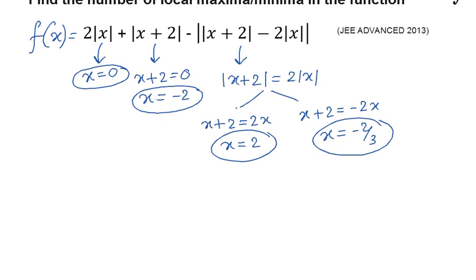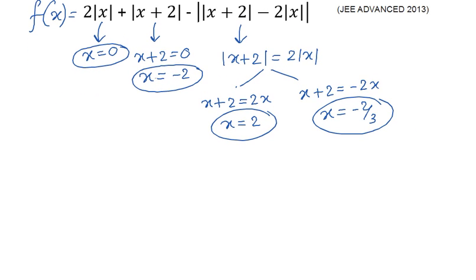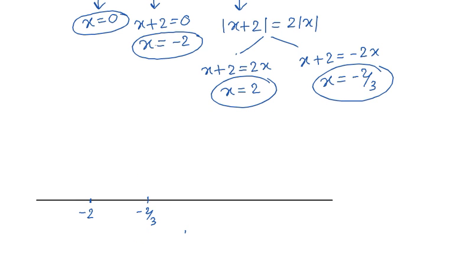We'll highlight these 4 points to draw the graph of this function. Let's plot the real axis and consider the critical points: -2, then -2/3, then 0, and finally 2. Now we'll calculate the functional value at these points.